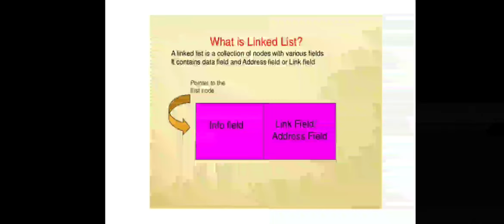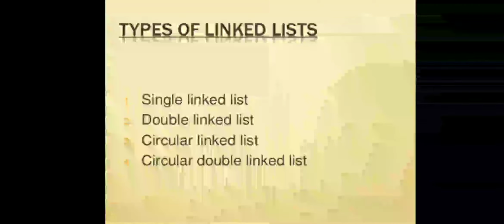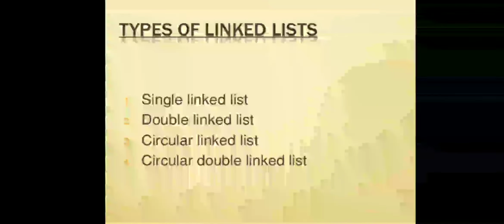Next, let us know what a linked list is. A linked list is a collection of nodes. Each node has two parts, the information field and the link field. The information field stores the data or the elements, and the link field takes the address of the next node. Next, let me study the types of linked list. There are four types: single linked list, double linked list, circular linked list, and circular double linked list.